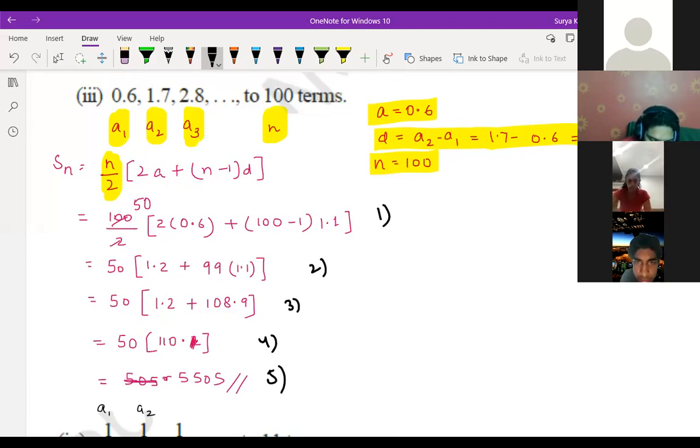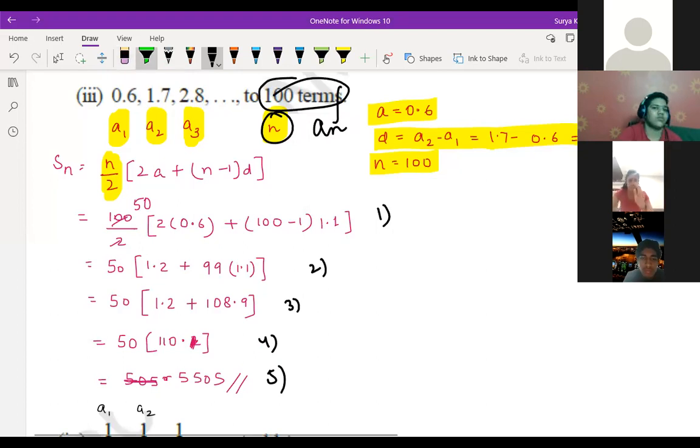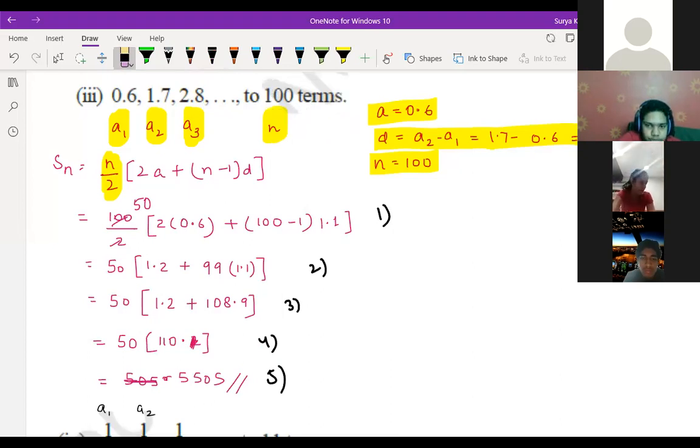Only one thing you try to understand, this 100 term is nothing but n only. Don't write an. Here only children will get confused. Number of terms, if you're counting the things, then that is n only, not an. So if this part is clear, then you will not have any doubt apart from this. Is it clear, Hemant? Next question.